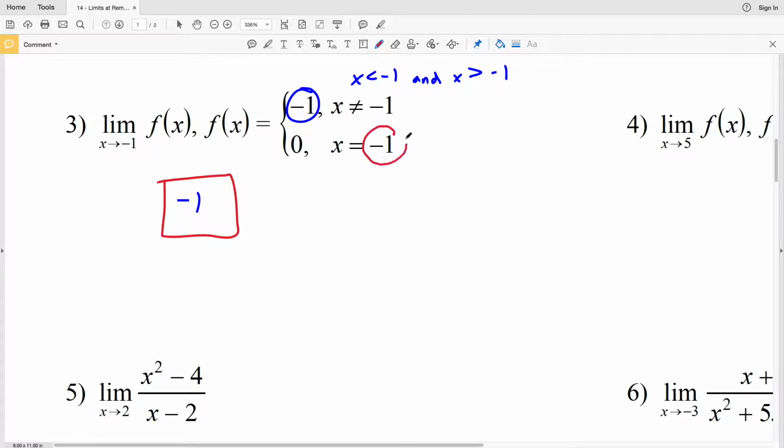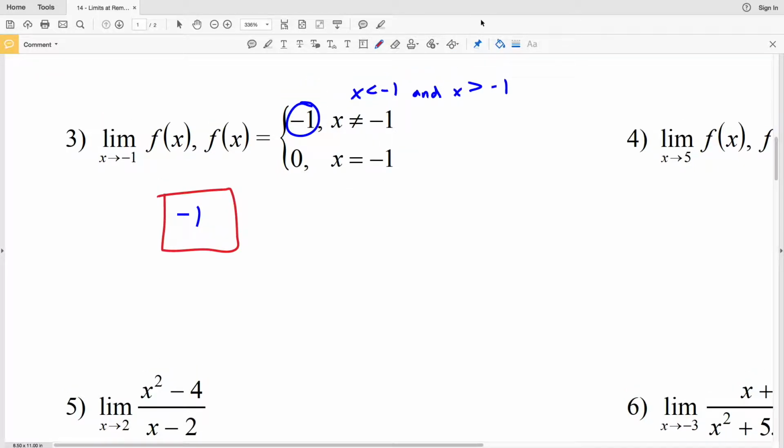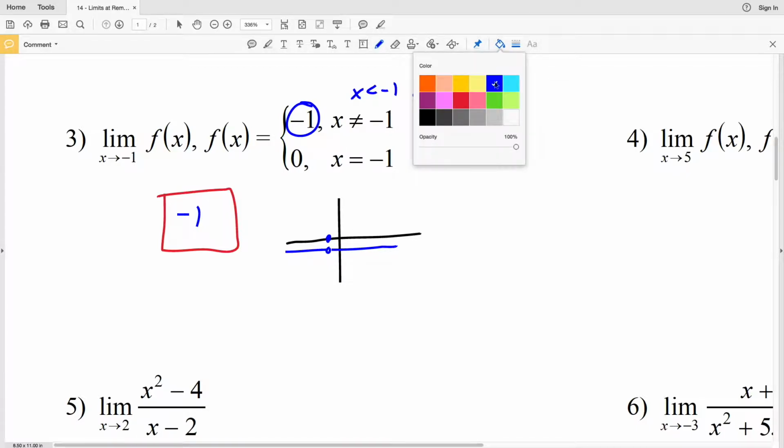Even though when we plug in negative 1 for x, we get 0 for f of negative 1, the limit is negative 1. Quickly, let's look at that visually. Here's our graph. We're at negative 1 for all points of x with the exclusion of negative 1, and at negative 1 in the x, we're at 0. So we have a removable discontinuity. However, like I stated, as we approach from the negative side and as we approach from the positive side, our limit is negative 1.